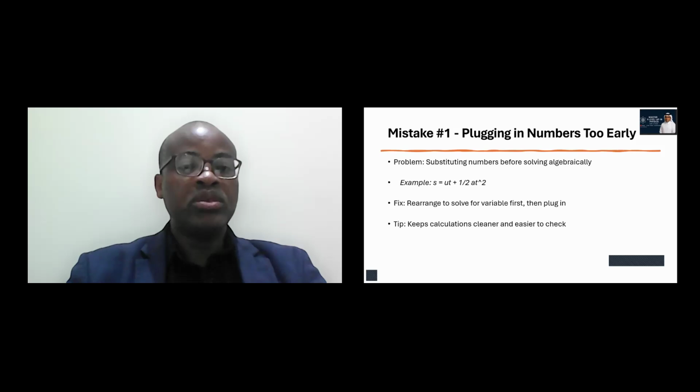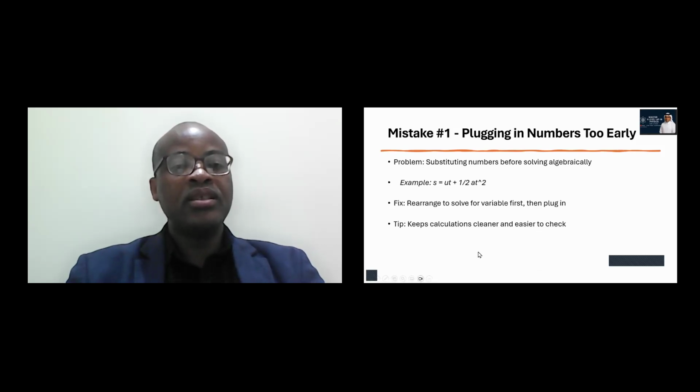So some students slot in or input the numbers before isolating the variables. Let's say you are to find t, time, or you have to find initial velocity. So the first thing you do as a physics student is to isolate the variable and rearrange the equation to make that particular variable the subject of the formula of this equation. So in this case, if you have to find t, the time, you rearrange the equation and make t the subject of the formula of this equation.